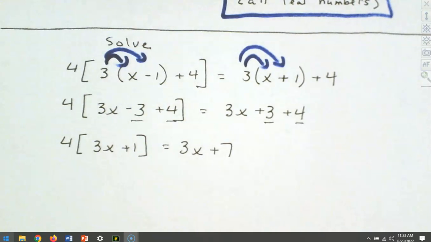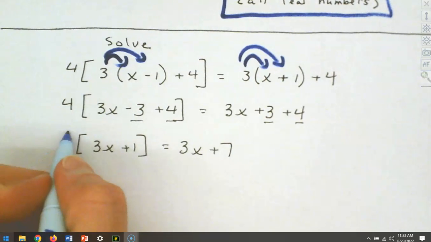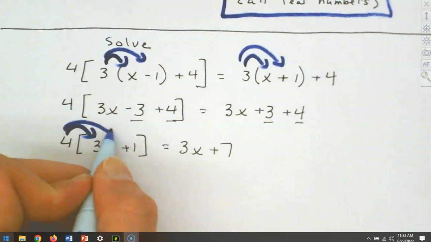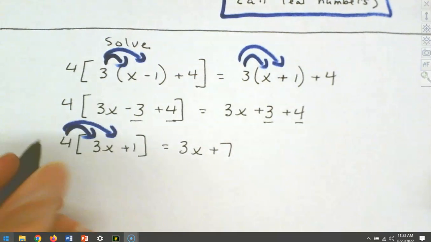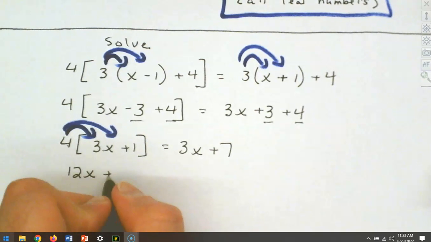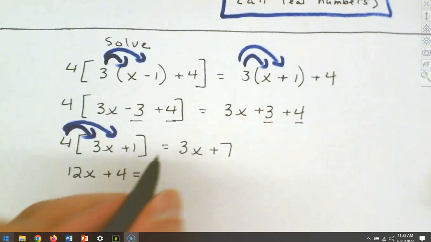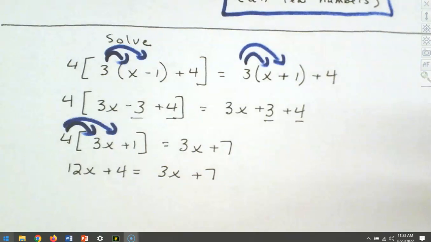Now, the last step is these square brackets behave exactly the same as parentheses. So we distribute that 4 through. And 4 times 3 makes it a 12x. 4 times 1 is a 4. And the right-hand side is a 3x plus 7. And now we just solve it.